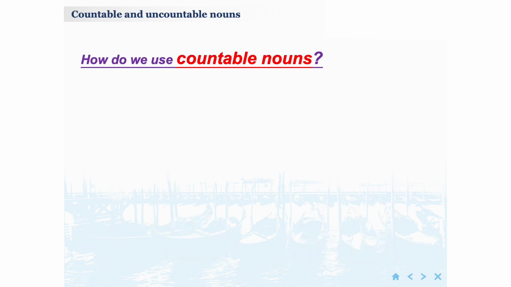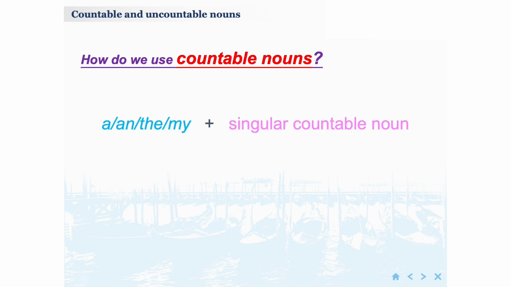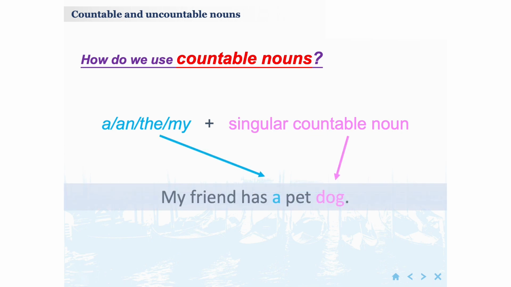Let's look at countable nouns first. How do we use countable nouns? When we use countable nouns, we have to use them with an article or a possessive, such as a, an, the, or my. Here is an example. My friend has a pet dog. Dog is a countable noun, so we use the indefinite article a to describe the fact that the speaker's friend has one dog.